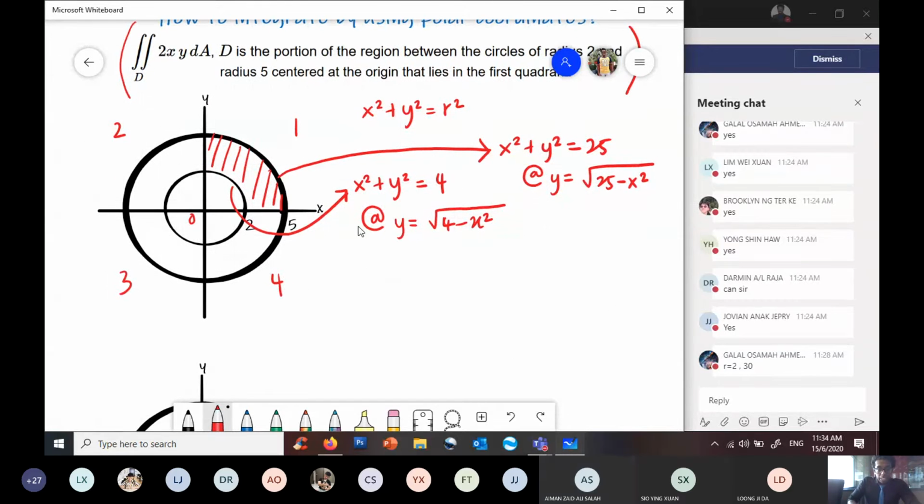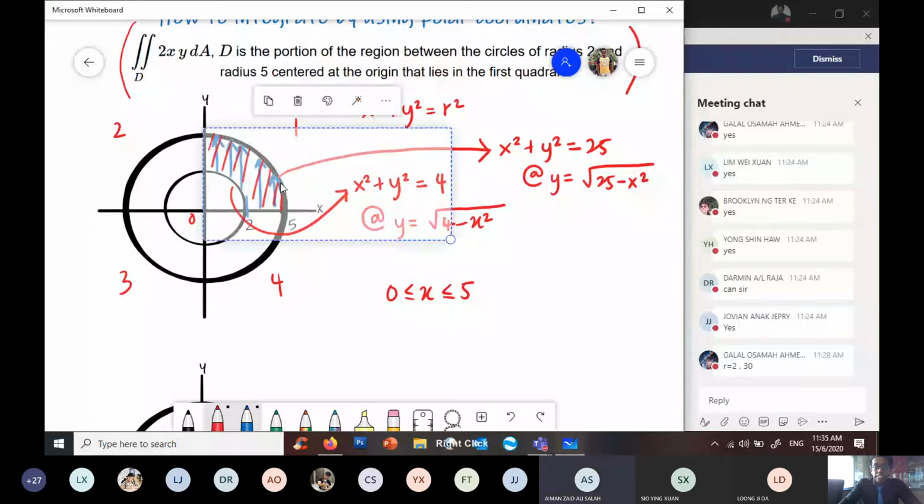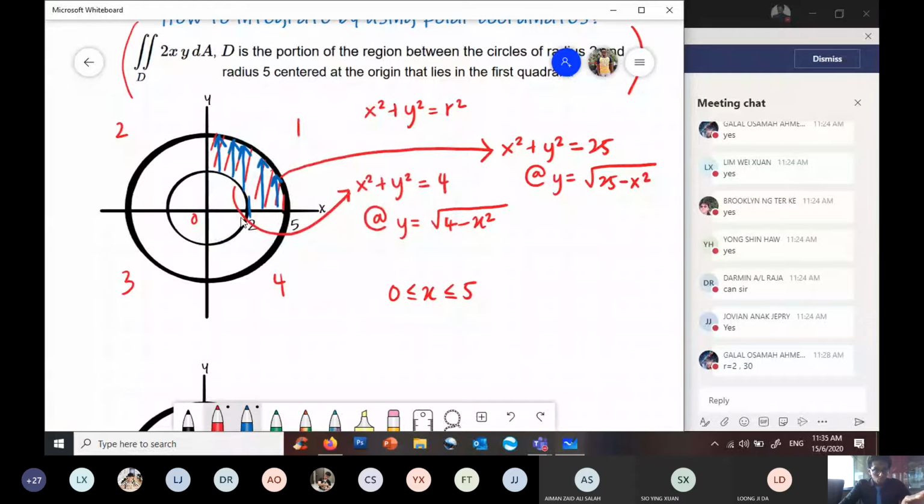The problem is that now if I look at the limits, x is from 0 to 5, that's not so problematic, that is just fine. But y, can you look at y? Y here is always from the inner circle to the upper circle, until 2. After 2, it's 0 to the upper circle. So can you see there are two regions here? Before 2 is from the inner circle to the outer circle, but after 2 is from 0 to the upper circle.